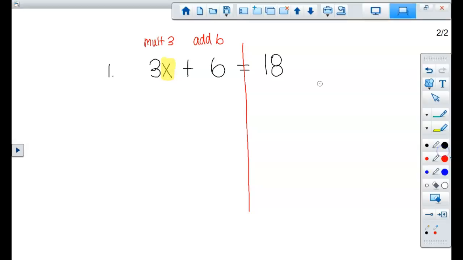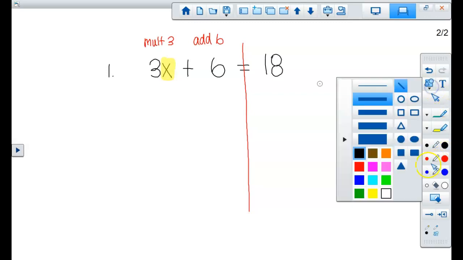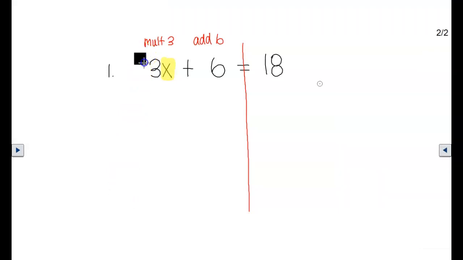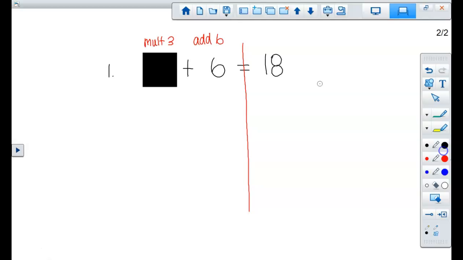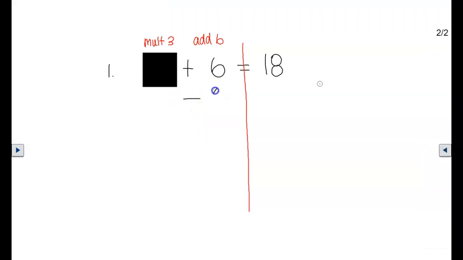So to help us with that, here's what I'm going to suggest you do. Okay? I'm going to suggest that you start out by covering up the term that has the x so that you can clearly see you're adding or you're subtracting. So notice that when I cover up that term that has the x in it, I can clearly see now that this problem has adding 6. I have to undo that. So how do I undo adding 6? Well, I do the opposite, which is to subtract 6.